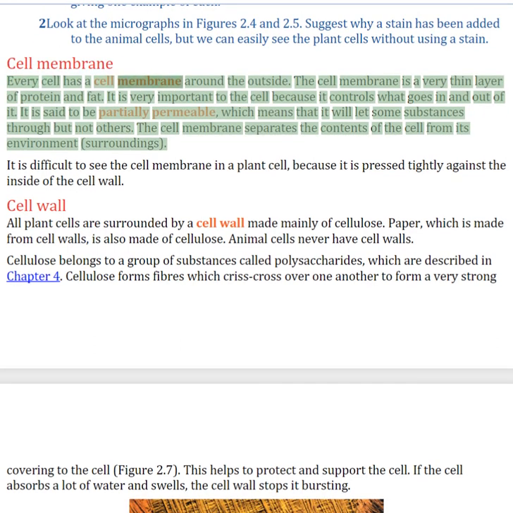Cell membrane. Every cell has a cell membrane around the outside. The cell membrane is a very thin layer of protein and fat. It is very important to the cell because it controls what goes in and out of it. It is said to be partially permeable, which means that it will let some substances through but not others. The cell membrane separates the contents of the cell from its environment.